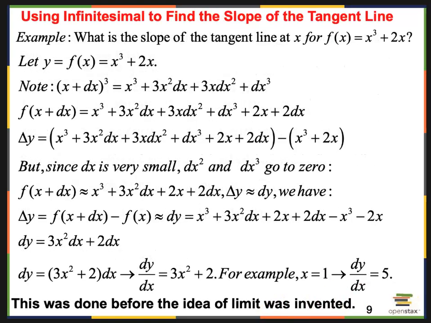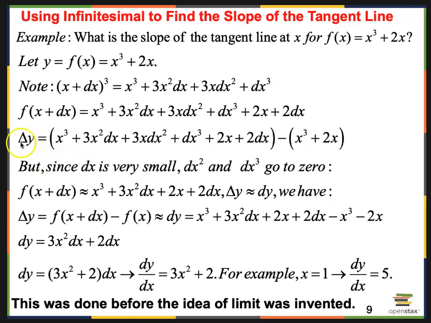So let's look at some examples. What is the slope of the tangent line at x for this particular function, x cubed plus 2x? So we let y equal f of x, which equals x cubed plus 2x. And then note x plus dx cubed. So if we plug this into our function, what are we looking at here? What is x plus dx cubed? And this is what that is if we cubed that and simplified it.